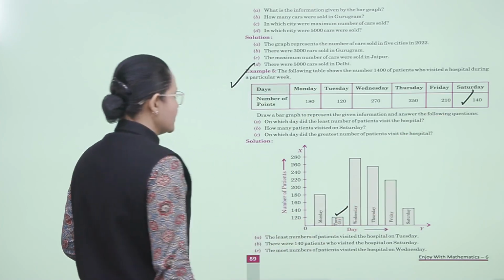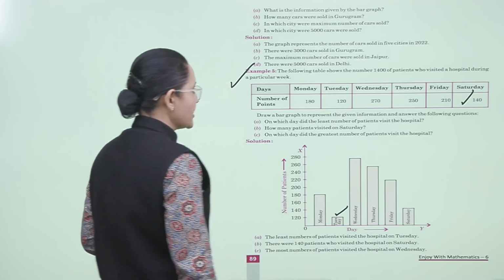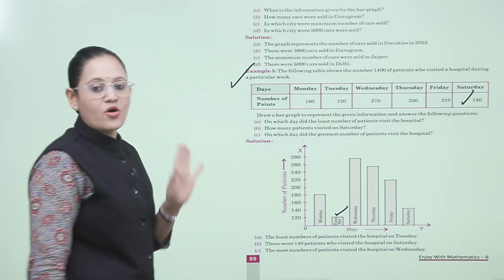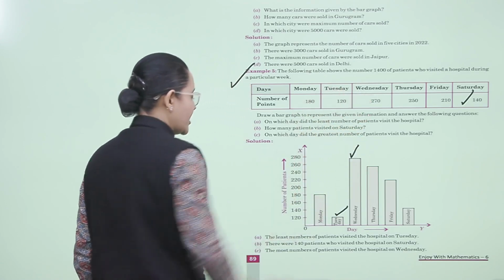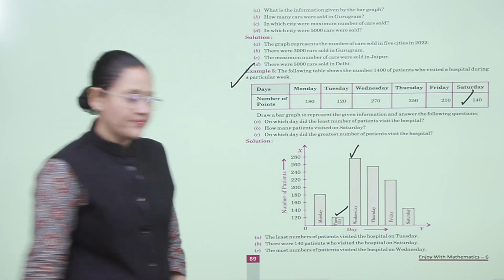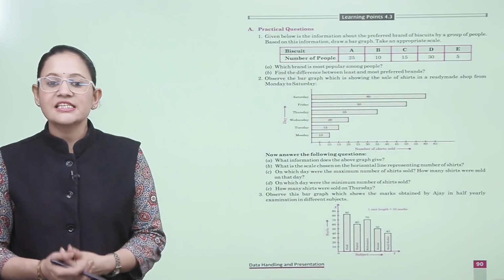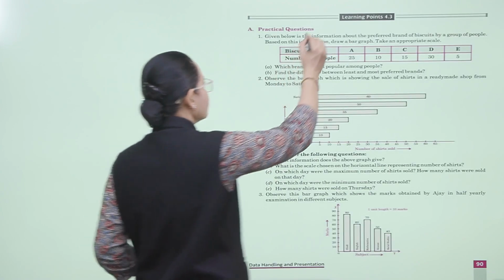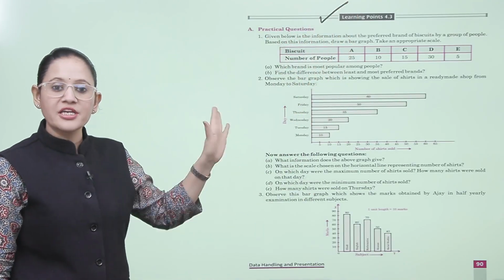Saturday 140 patients. On which day did the greatest number of patients visit the hospital? So, the maximum number of patients visited on Wednesday, 270. Clear? Next is learning point 4.3. So, you have to practice all the given questions.